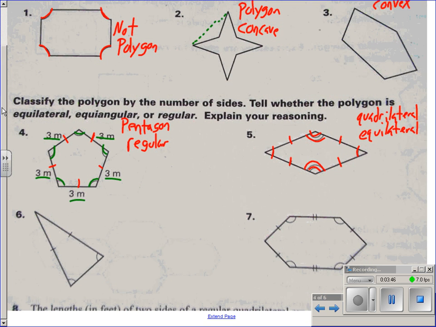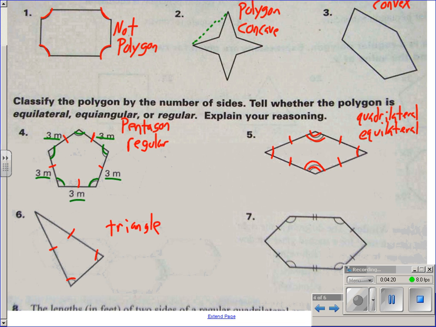All right, number 6. 3 sides. We're looking at a triangle. We have 2 of the 3 sides that are congruent, not the 3rd side. So not all the sides are equal. So it's not equilateral. We've got 2 angles that are equal, but not all 3 angles equal. So it's not equiangular. So it can't be regular. And really, what you're looking at here is called an isosceles triangle. We'll talk about all the different types of triangles later on, but it's not equilateral and it's not equiangular.